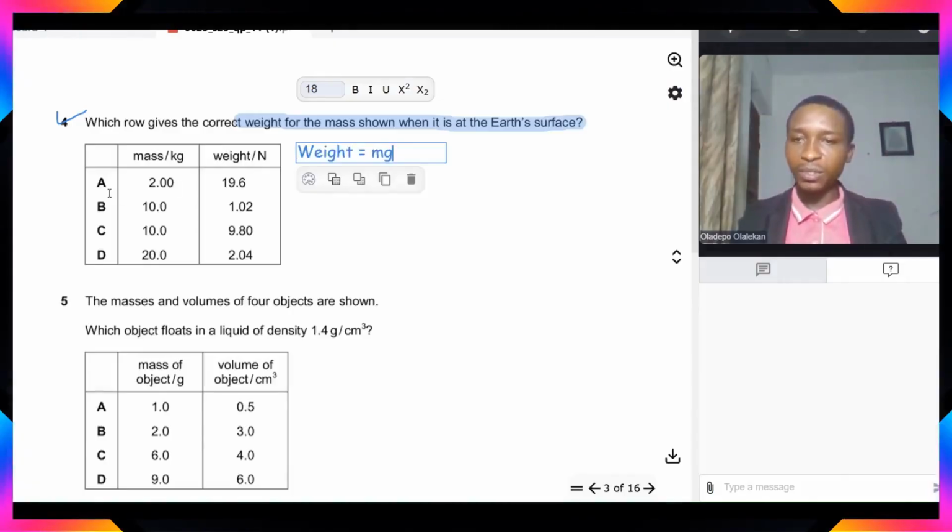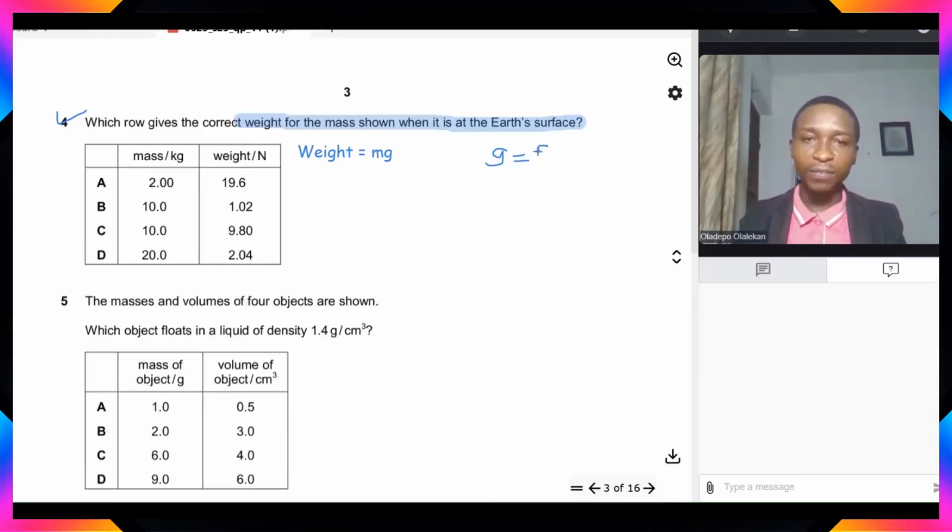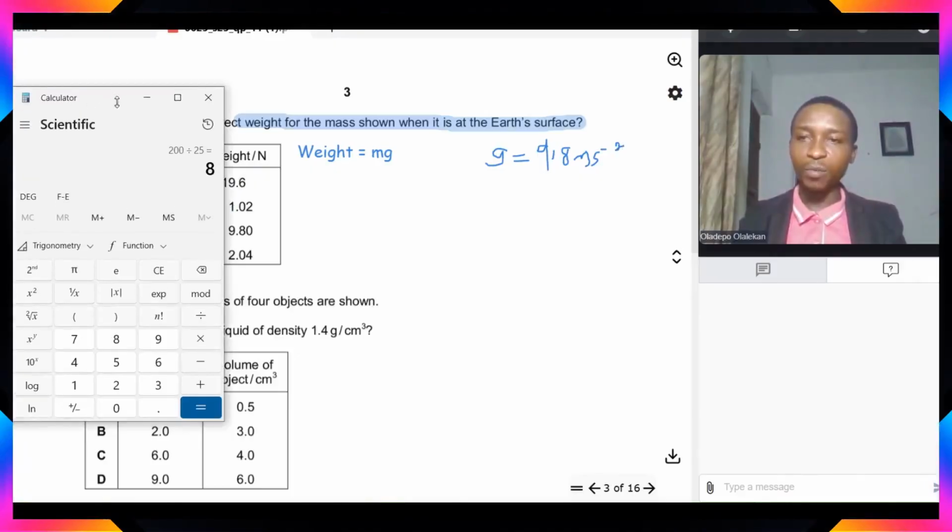So now we just need to check. We have the masses. For the first mass, we need to identify the value of our gravity. Gravity on the surface of the Earth is approximately 9.8 meters per square second. So that implies that for every corresponding value of the mass, we multiply by 9.8 and check the value with the values of the weight given.